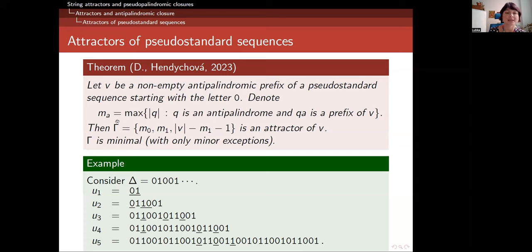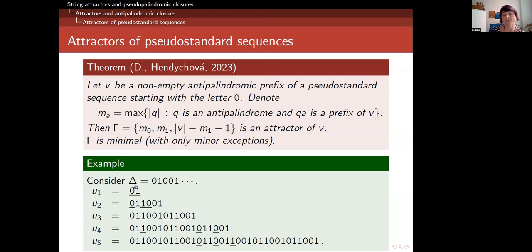But in this case, you take M0 equal to M1 and both of them will be zero. So the positions of your attractor will be according to this description. It will be M0, which is the same as M1, so zero. And then it will be the length of the word minus one minus zero, which is this position one.